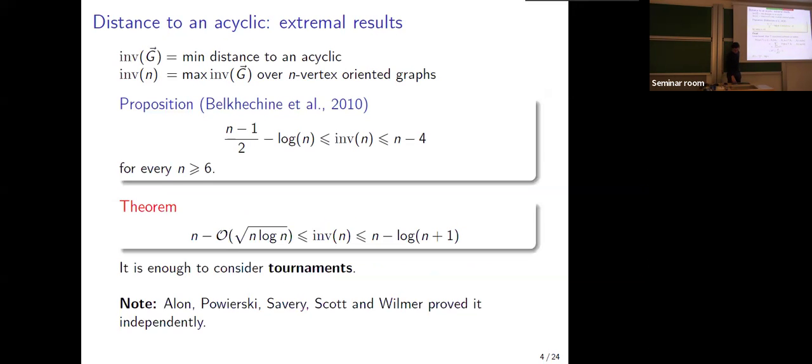Our first contribution is a better estimation of this function. We prove that it's at most n minus log n, which is better than n minus 4. And for the lower bound, at least n minus O of square root of n log n. So this is really close to n. Just one remark: almost simultaneously on arXiv, another paper appeared with the same theorem and the same proof. So if you want another writing of the proof, here is one.